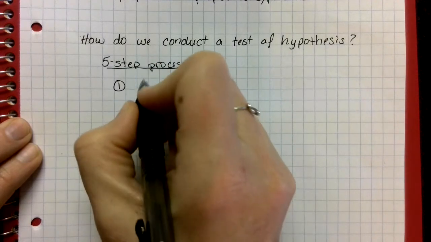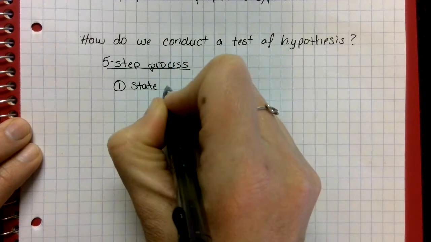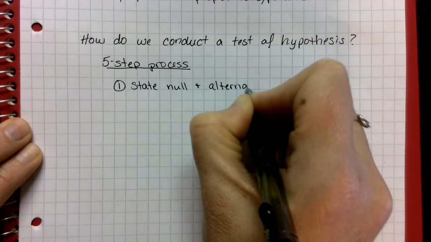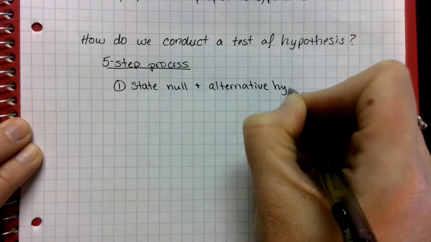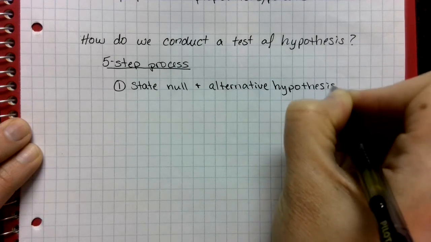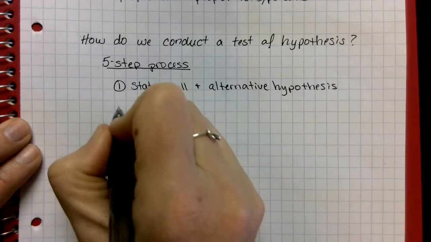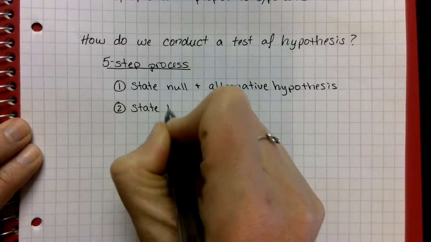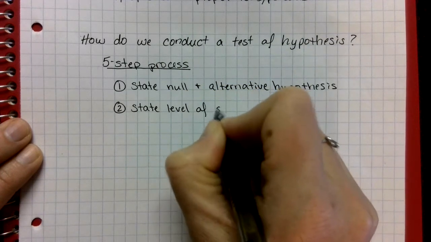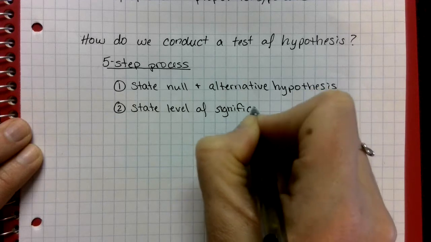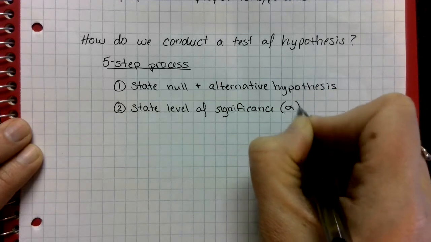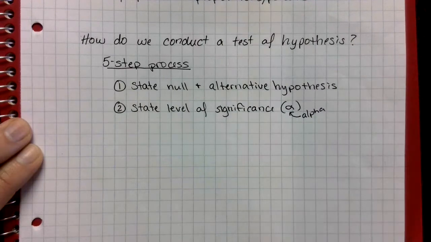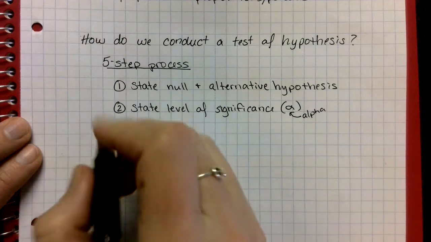Okay, so step number 1 is to state what is called your null and alternative hypothesis. Okay, so we'll talk about that in a little while. Step number 2, state your level of significance, which is something that is called our alpha value. So that's another one of our Greek letters, alpha. You may remember I mentioned it in the past.